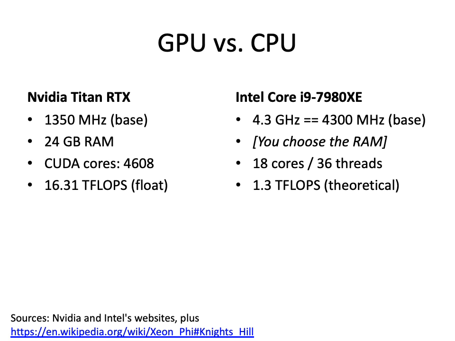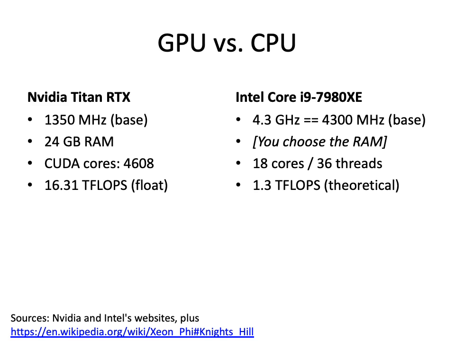Let's compare a GPU versus a CPU. These are two top-of-the-line products. On the left is an NVIDIA Titan RTX GPU, not meant for gaming, but meant for hard computation, because we're about the computation here. Then the Intel Core i9-7980XE, a high-end CPU that just came out a year or two ago. The NVIDIA has a slower base speed, 1.35 gigahertz. The Intel Core i9 is roughly three times as fast as that.